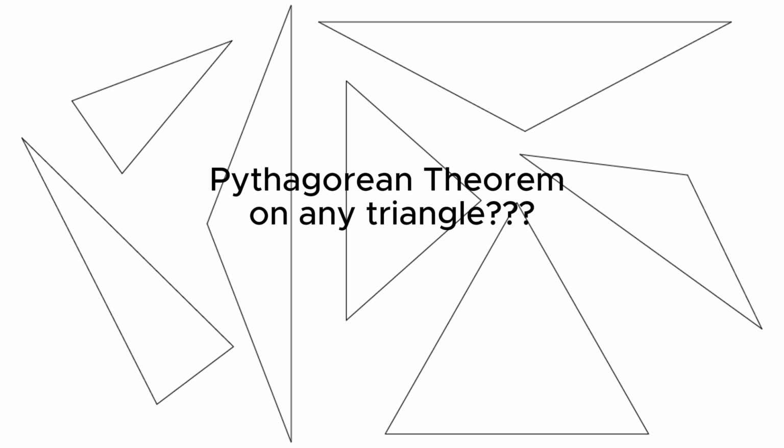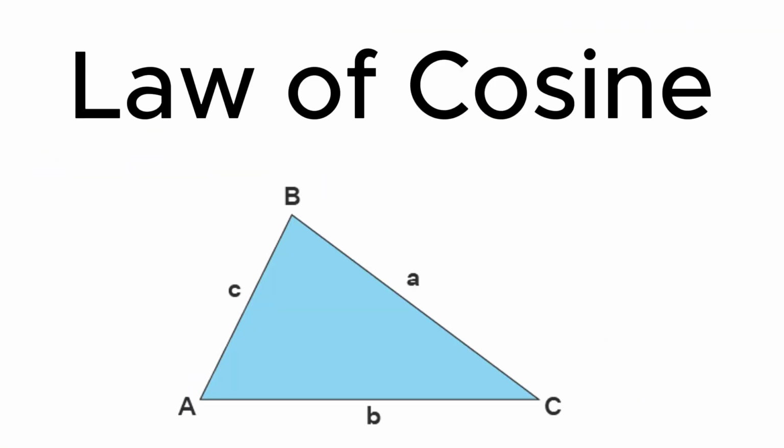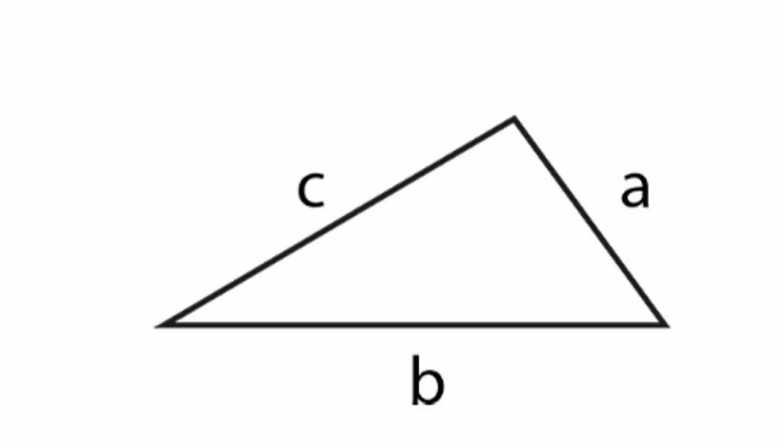Can the Pythagorean theorem work even when it's not a right angle triangle? Any triangle? Kind of, yes, but that formula is called the law of cosines, and it is very similar to the Pythagorean theorem. So, this is how it works.